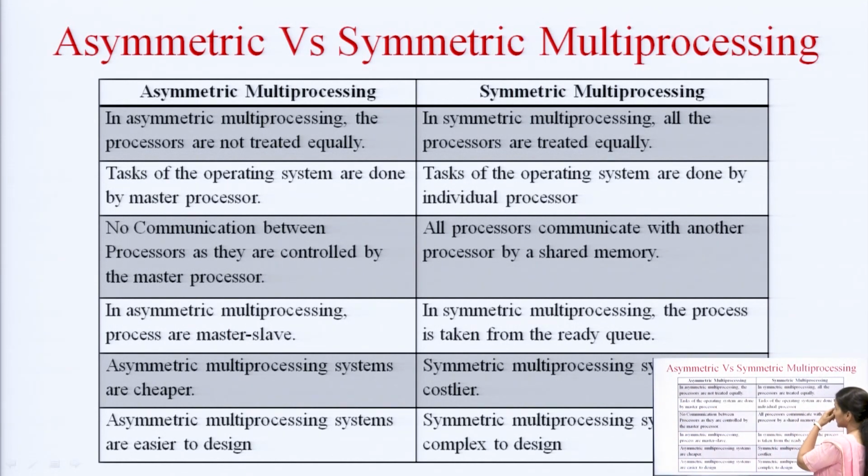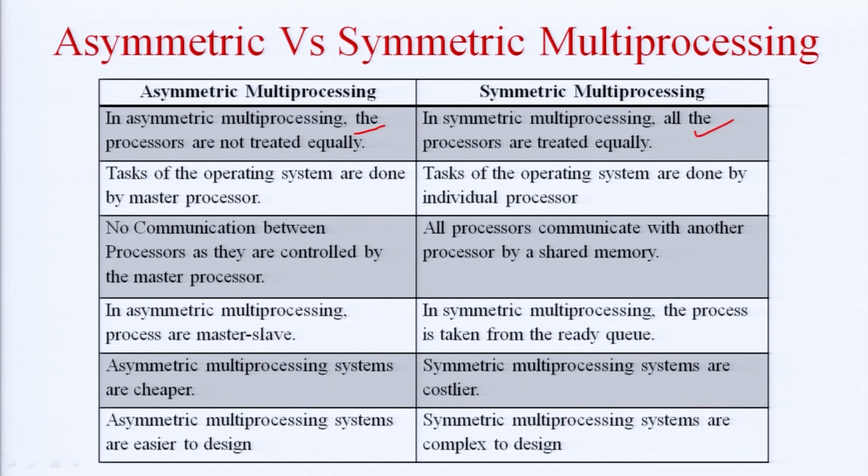So, let us differentiate asymmetric and symmetric multiprocessing. In asymmetric multiprocessing, the processors are not treated equally, and in symmetric multiprocessing all the processors are treated equally. We have seen that because all the resources are allocated to all the processors in symmetric multiprocessing. So, all the CPUs have equal access to all the resources in this case. Tasks of the operating system are done by the master processor in asymmetric multiprocessing, and tasks of the operating system are done by individual processors in case of symmetric multiprocessing.